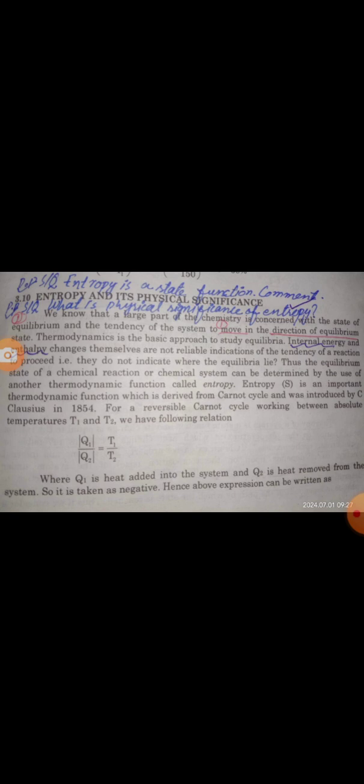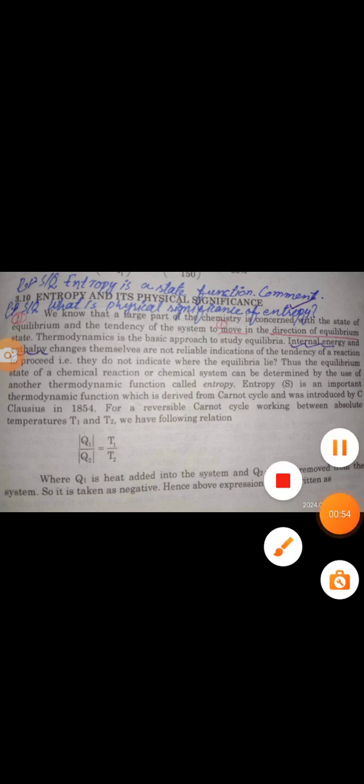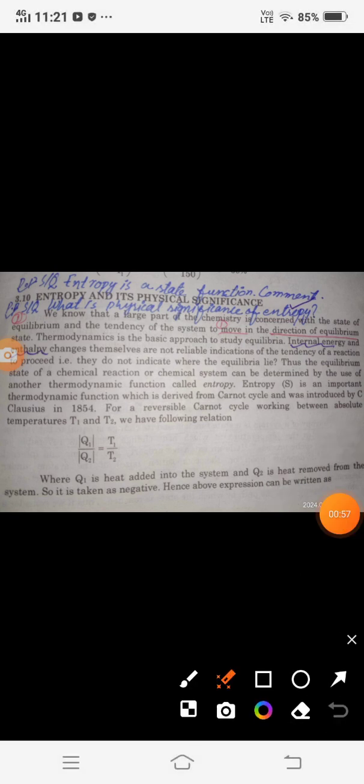There are factors that are not reliable to find out the equilibrium stage of a chemical reaction, for example the internal energy factor and enthalpy factors. There is a factor that is highly reliable to find out the equilibrium stage of a chemical reaction. That factor is the entropy.